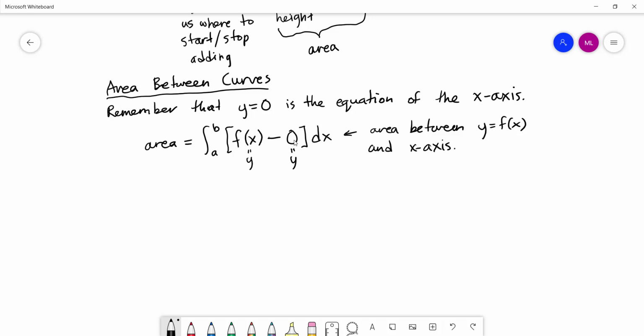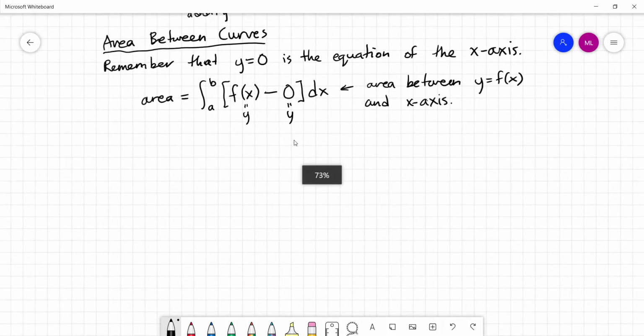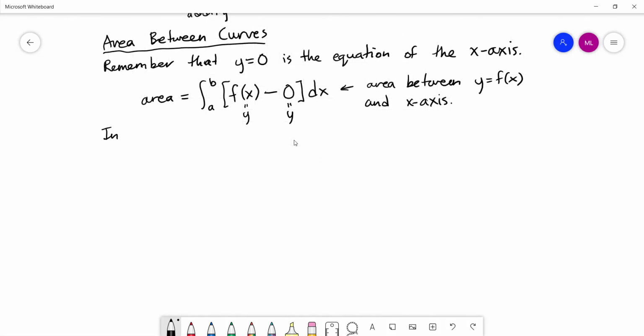Well, that's going to be the idea. In general, instead of using y equals 0, pick y equals some other function, some g of x, for the lower bound.